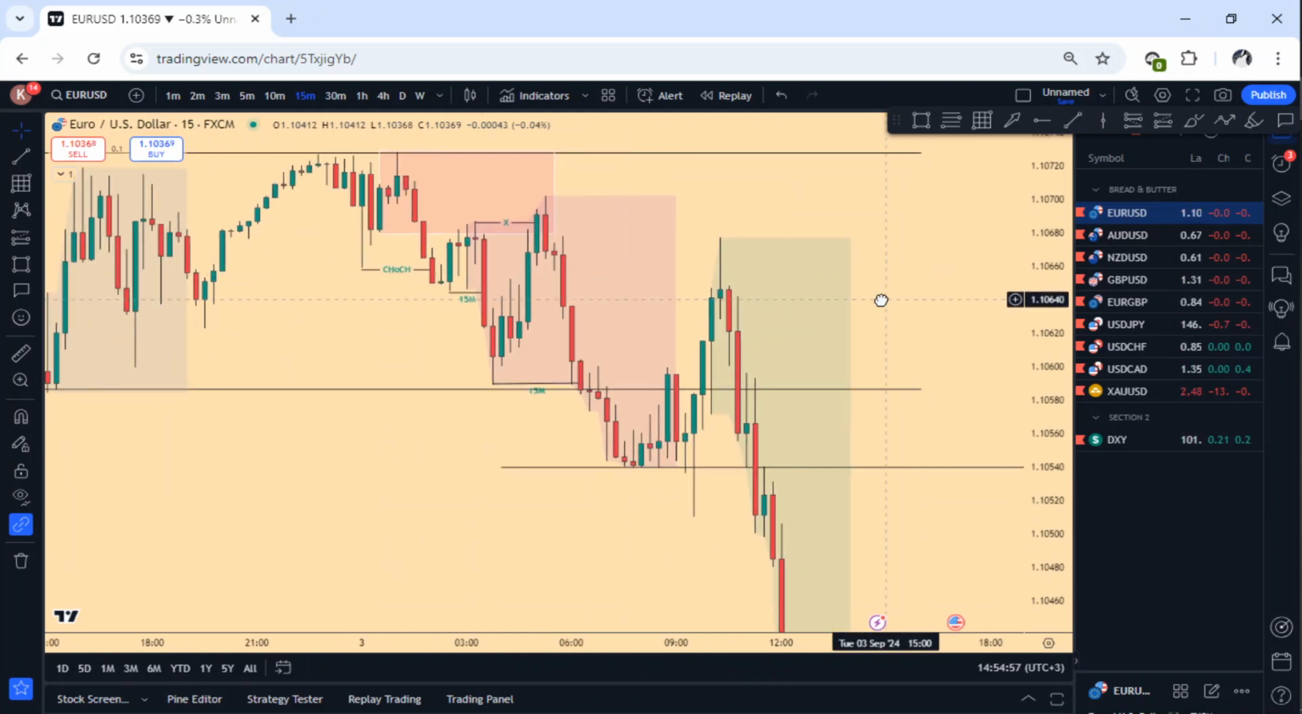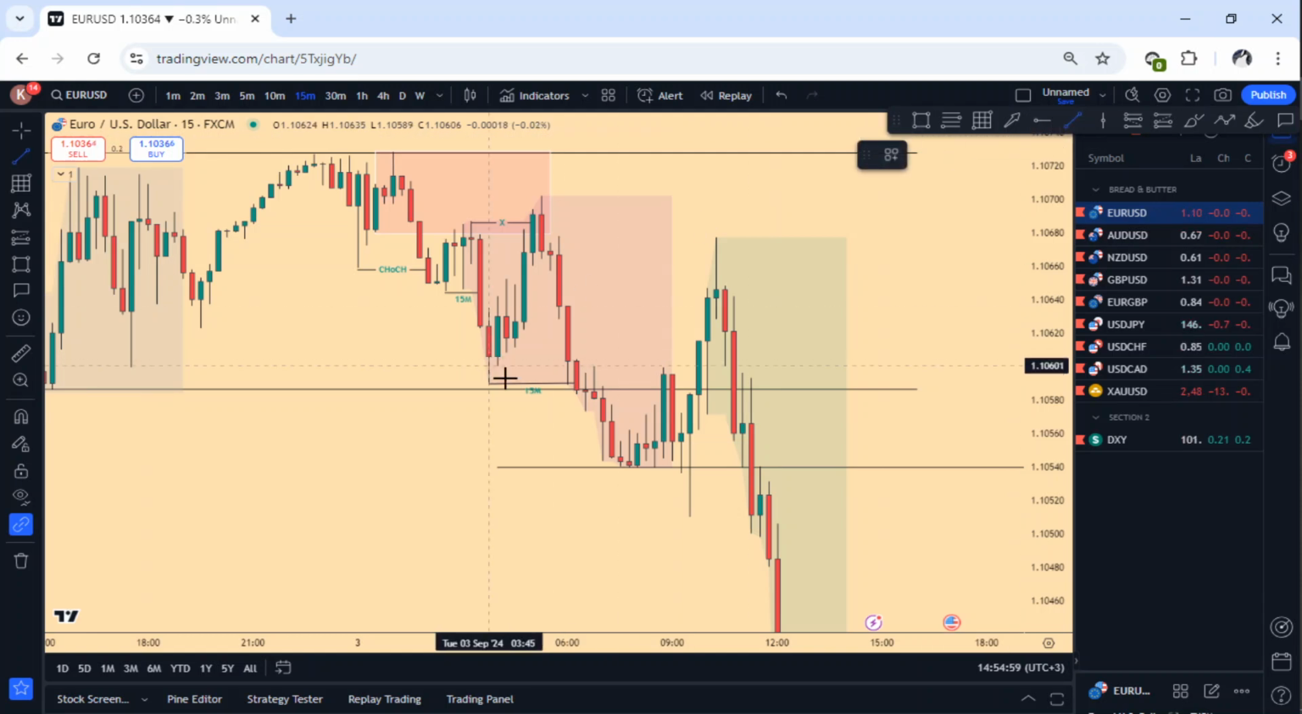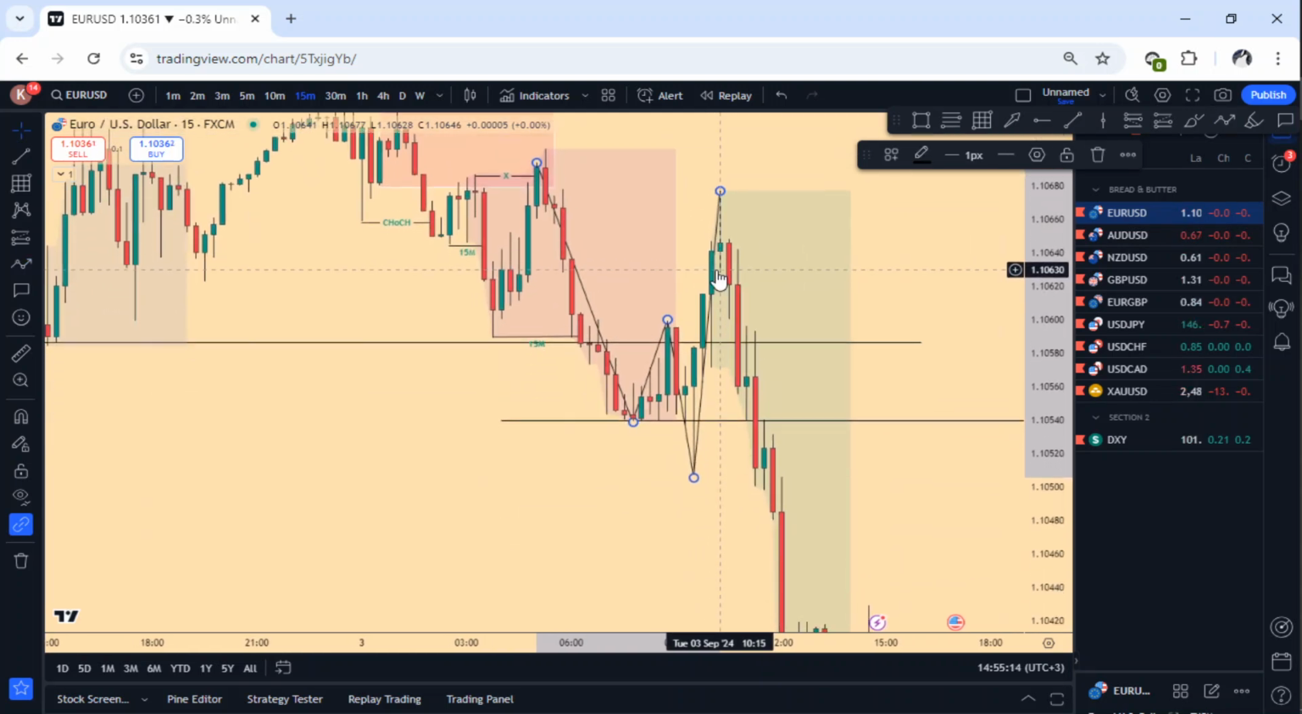So we now again observe that we caused another break of structure, pulled back, but now look at what happened here. We move from this point to this point to this point to this point. We cause another change of character. So to confirm that this thing is just a liquidity point, I want to see the market taking the other one. So I'm assuming that this is liquidity.